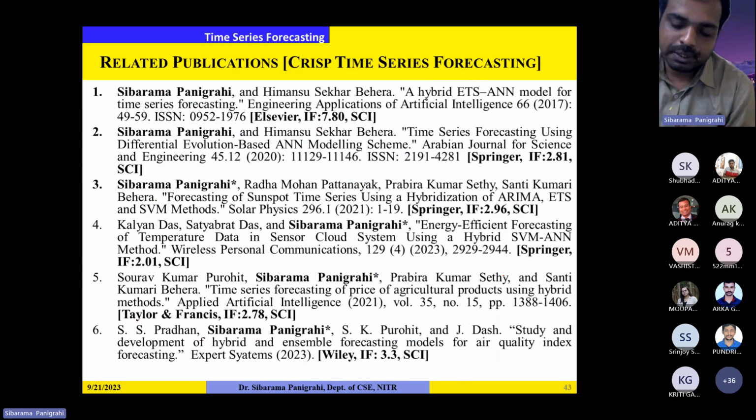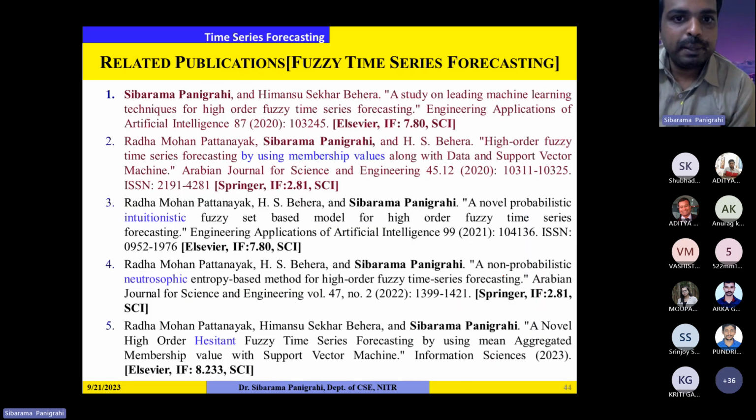These are the papers that we have published based on crisp time series forecasting, right? And these are the papers we have published based on fuzzy time series forecasting. Here the first paper employs traditional fuzzy set without considering membership value, whereas the second paper uses traditional fuzzy set by using the membership value. So here the complexity will be more. And in the third paper we have considered intuitionistic fuzzy set.